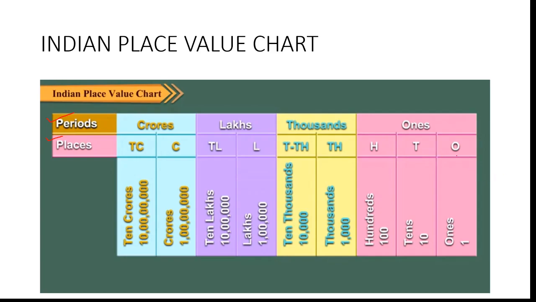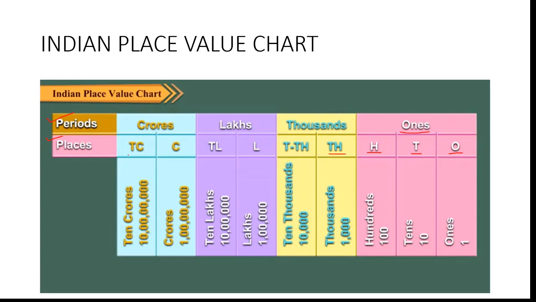You can see here ones, tens, hundreds, thousand, 10,000, lakh, 10 lakh, crore, 10 crore. These are your places, and these, ones, thousands, lakhs, crores, are your periods. So from the right, children, the first 3 places form the ones period. Here you can see ones, tens, 100. These 3 places form the ones period.